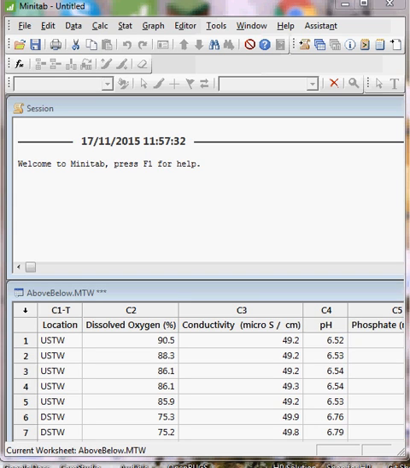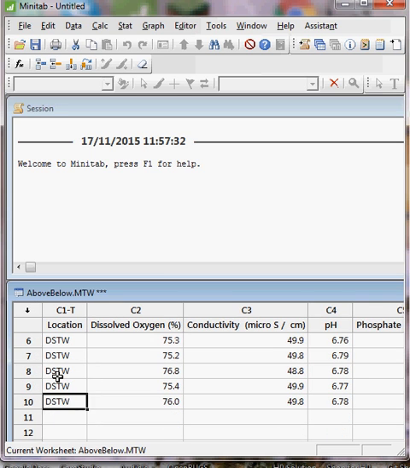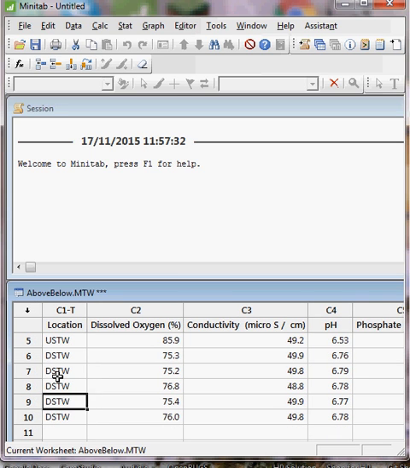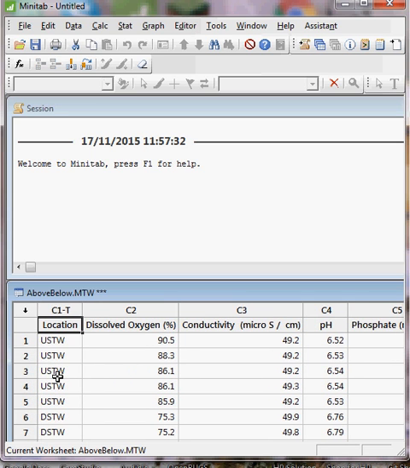So here we have a subset of the data that we wish to investigate. We have one pairing of data where we have some observations that were taken above a sewage works and some observations that were taken below the sewage works, and we might perhaps be interested to see whether the amount of dissolved oxygen was lower below the sewage works, and we wish to perform some kind of hypothesis test on this.